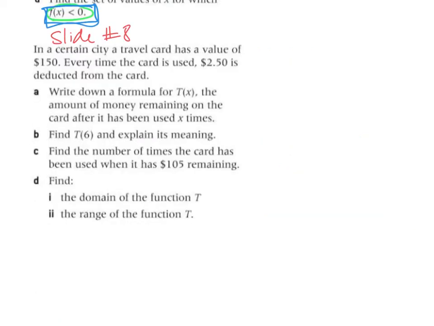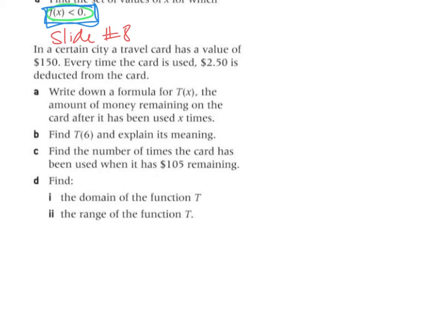Okay, then slide number 8 says, in a certain city, a travel card has a value of $150. Every time the card is used, $2.50 is deducted from the card. So letter A says, write down a formula for T of X, the amount of money remaining on the card after X times that it has been used.